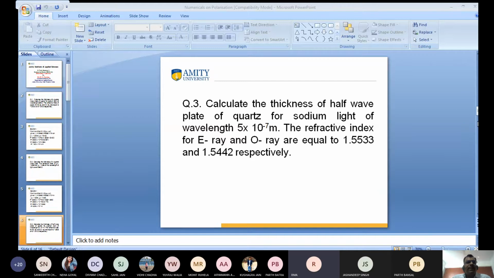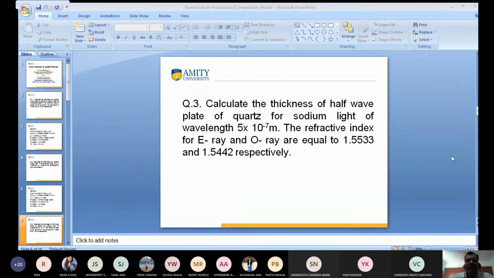Sir, I'm getting 1.6 into 10 raised to power minus 5 meter. Anyone more? Vansveer is here. Okay, Vansveer, tell me what is the answer? So 2.27 into 10 power minus 5 meter. Okay. Sankeet, what is the answer? So 2.74 into 10 to the power minus 5.